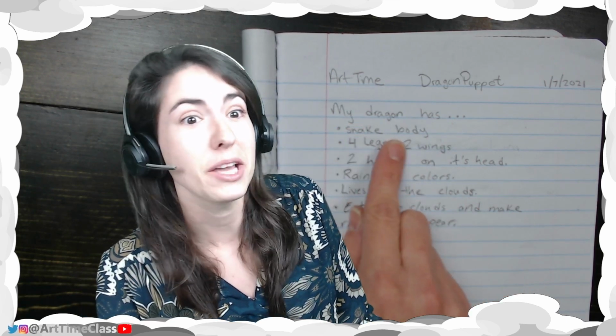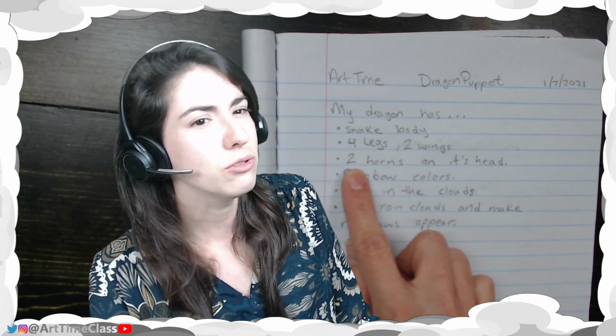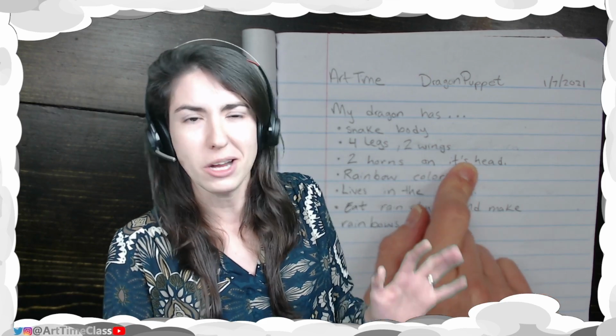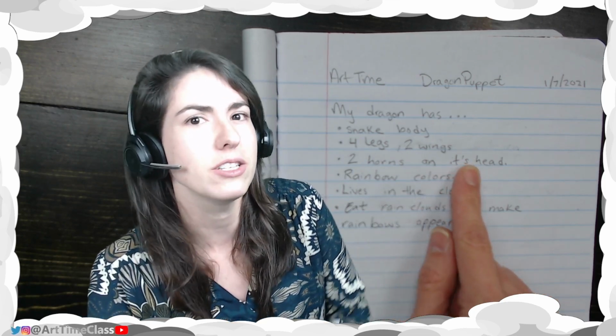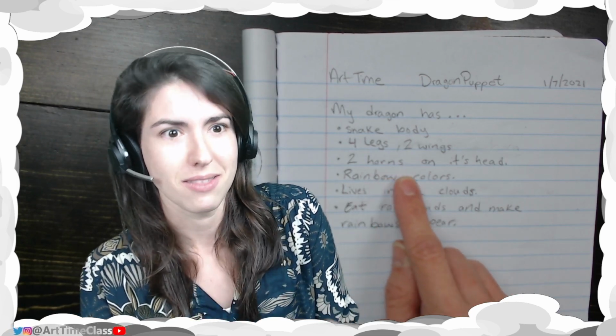My dragon has a snake-like body. I want my dragon to have 4 legs and 2 wings. I believe I'm going to do 2 horns on the head. I don't know, I might change my idea. That's my idea to start. I want to do rainbow colors because I like all the colors.